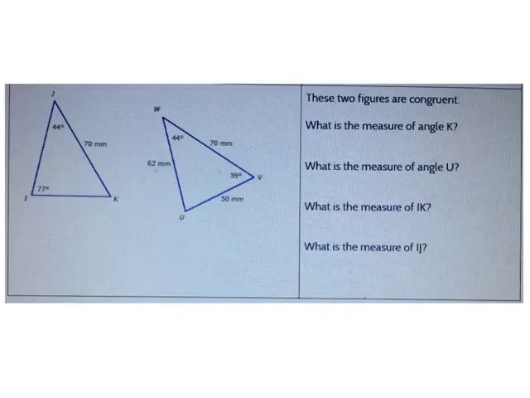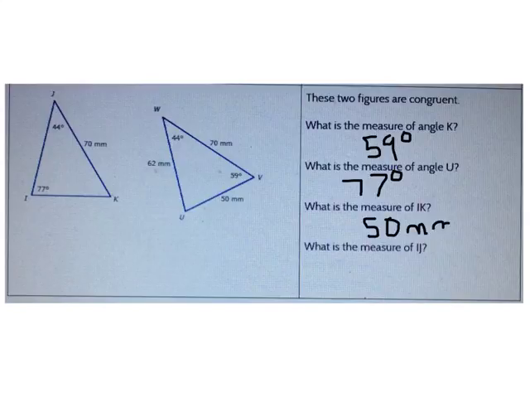These two figures are congruent. What is the measure of angle K? Angle K corresponds to angle V. It's worth 59 degrees. What is the measure of angle U? It's worth 77 degrees. It corresponds to angle I. What is the measure of side IK? IK corresponds to UV, so it's 50 millimeters. What is the measure of IJ? IJ corresponds to UW, so it's 62 millimeters.